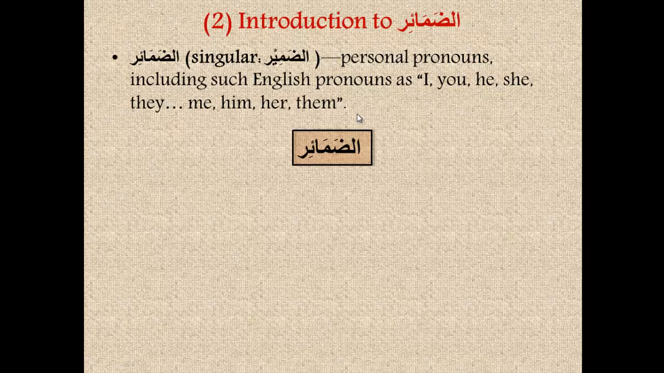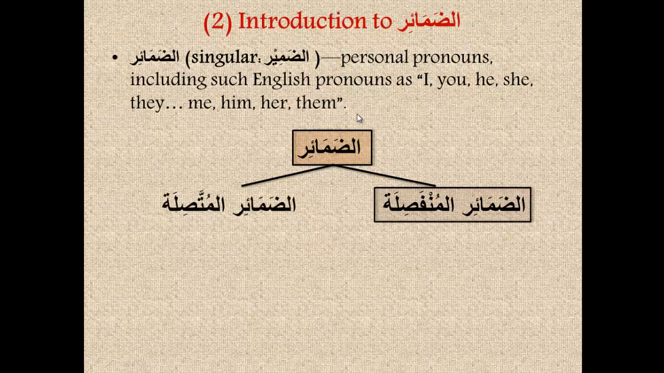Ad-Damaa'ir in Arabic can be divided into two large umbrella groups or two large categories. And I want you to memorize these two groups. So number 1, we have ad-Damaa'ir al-munfasila. And number 2, we have ad-Damaa'ir al-muttasila. What do these categories mean?